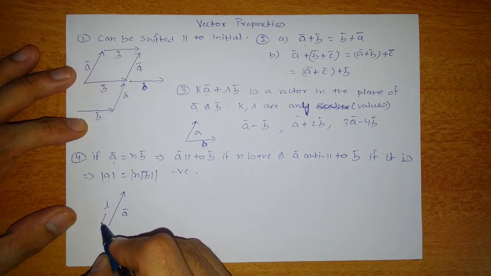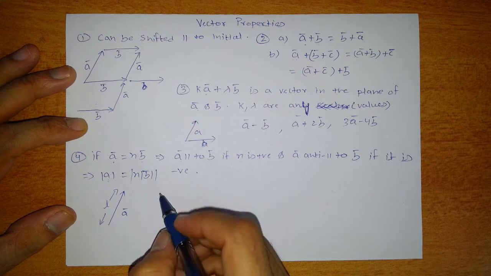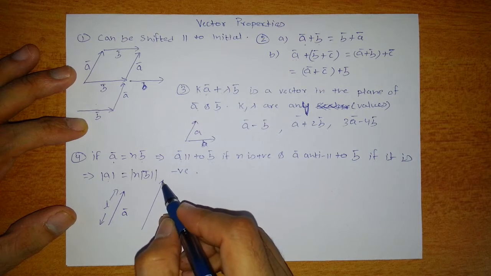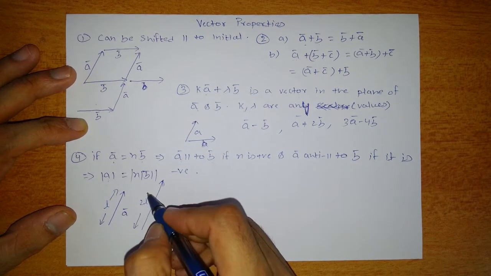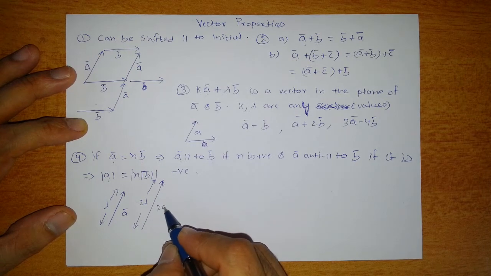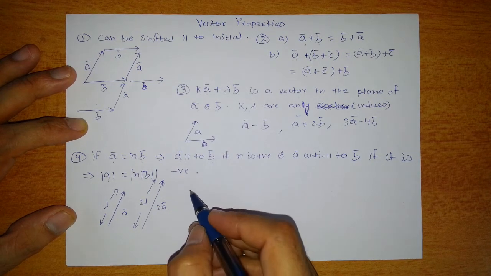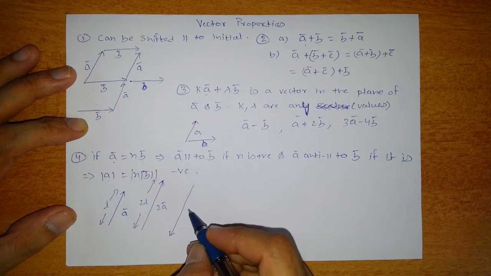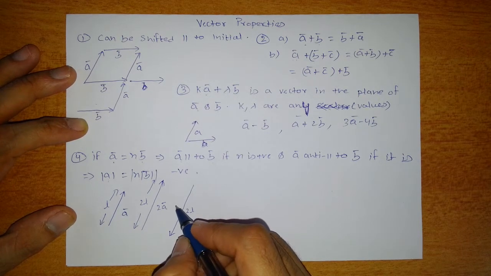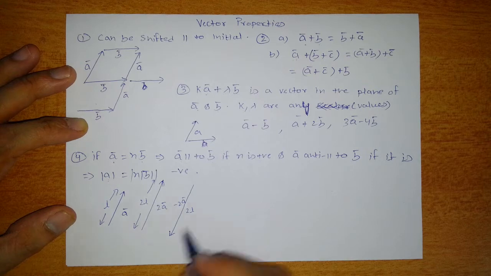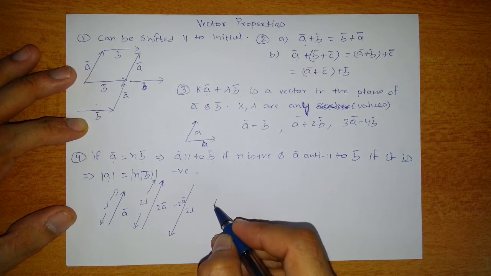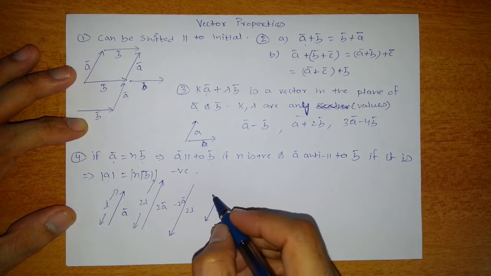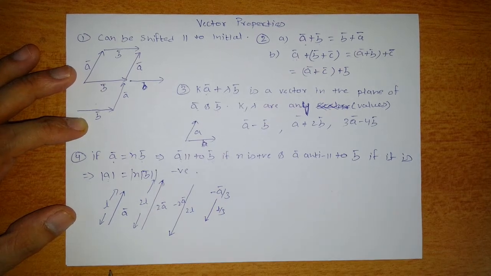which is of length L. If I draw, in the same direction, a vector of length 2L, because the direction is the same, I can say this vector is 2a. I can draw a vector opposite to the given vector a, of length, let's say, 2L. I can say this vector is minus 2a. I can draw a vector which is anti-parallel to a, but of length L by 3. Then this vector can be called a by 3.